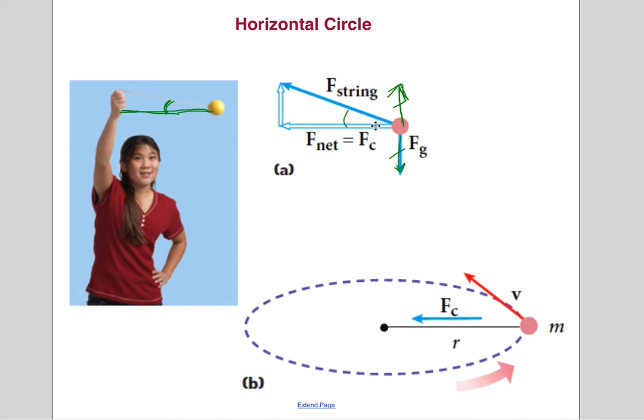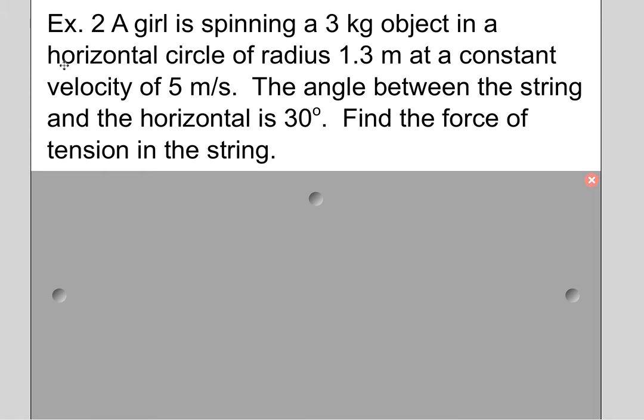But the other part of the force in the string, the cosine part, the horizontal part, is providing the centripetal force. That's why the ball can move in a circle. Okay, so let's take a little example of a problem that applies that idea.